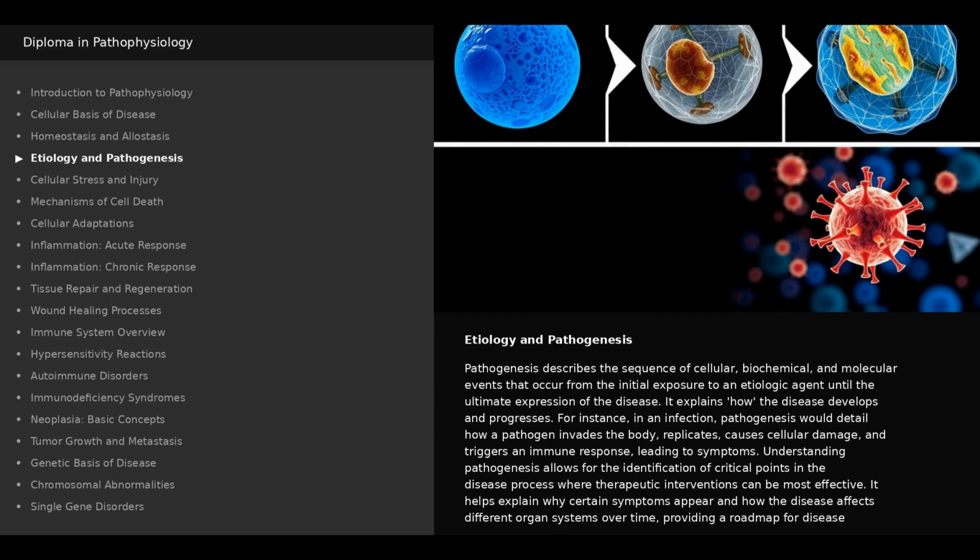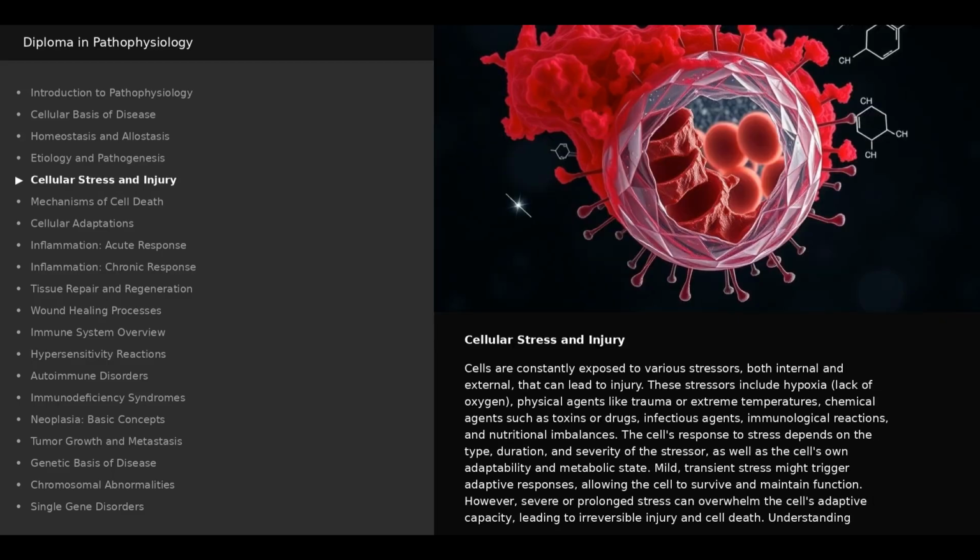For instance, in an infection, pathogenesis would detail how a pathogen invades the body, replicates, causes cellular damage, and triggers an immune response, leading to symptoms. Understanding pathogenesis allows for the identification of critical points in the disease process where therapeutic interventions can be most effective. It helps explain why certain symptoms appear and how the disease affects different organ systems over time, providing a roadmap for disease management.